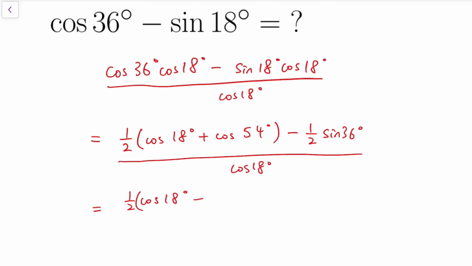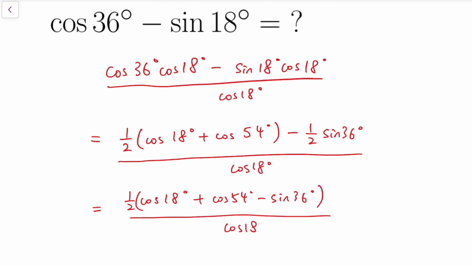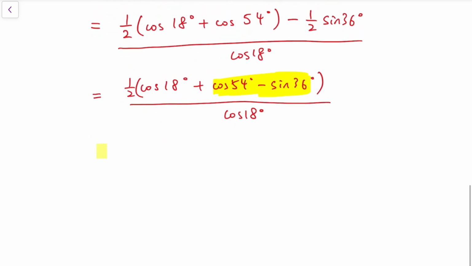Now notice that we have cos 18 degrees plus cos 54 degrees minus sine 36 degrees at the top, all divided by cos 18 degrees, and these two terms in yellow can be cancelled out because 54 and 36 degrees are complementary angles. So therefore our fraction is much simpler. Again, we can cancel out the cos 18 degrees and we have 1/2 again. So this is a second approach to calculate this value.